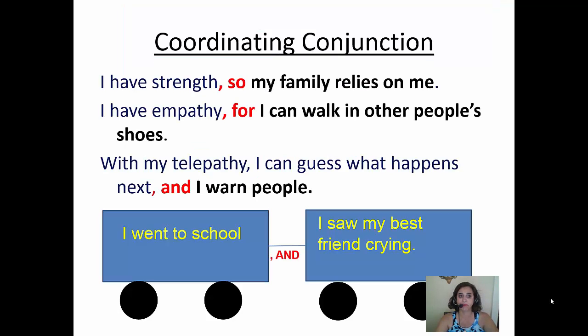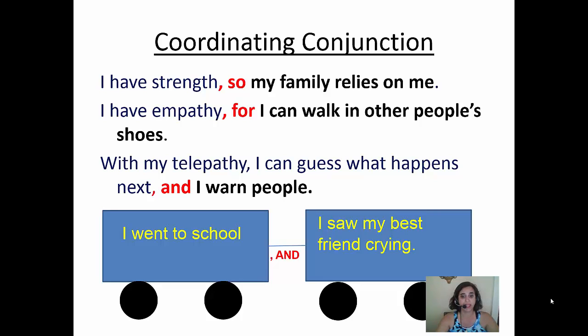Here are some examples. I have strength, so my family relies on me. As you can see, there's two independent clauses: I have strength, my family relies on me. And the coordinating conjunction is so. I have empathy, for I can walk in other people's shoes.